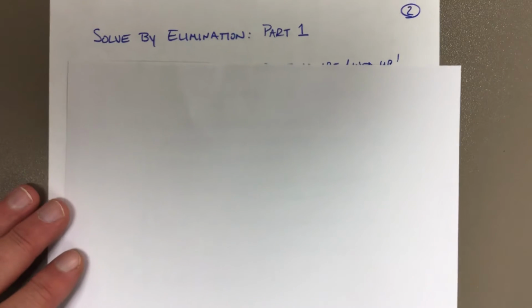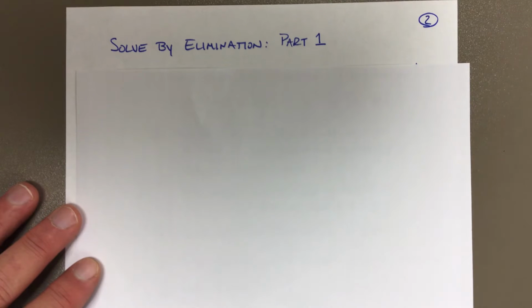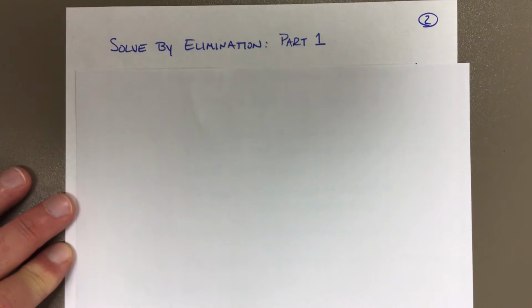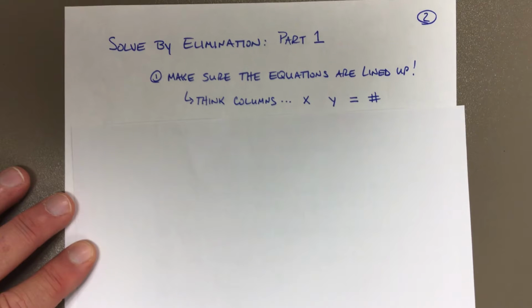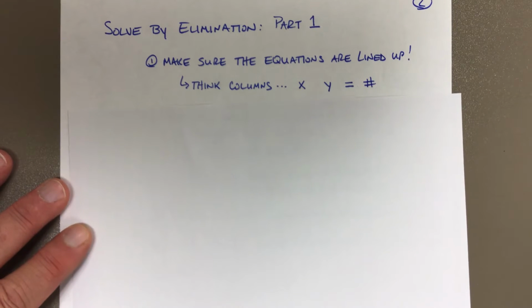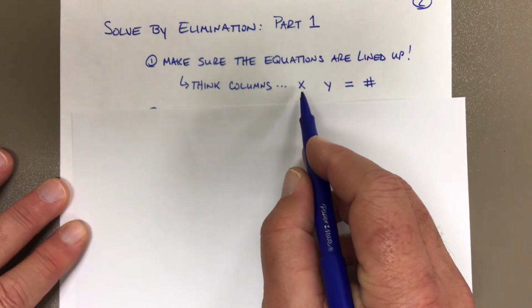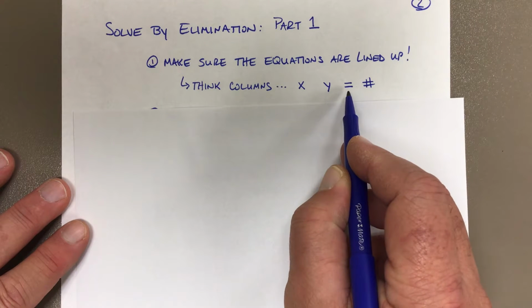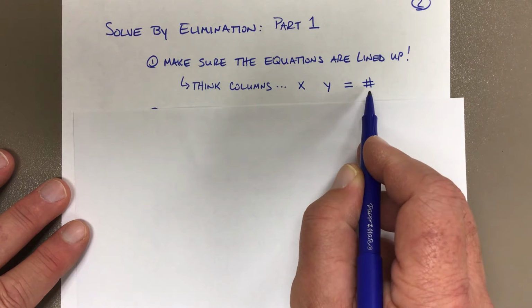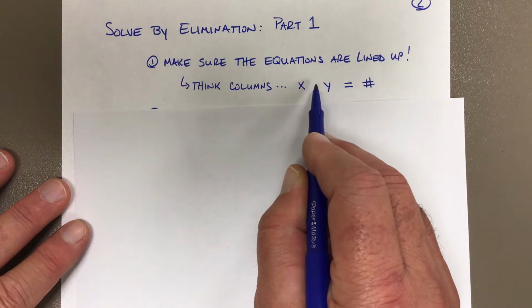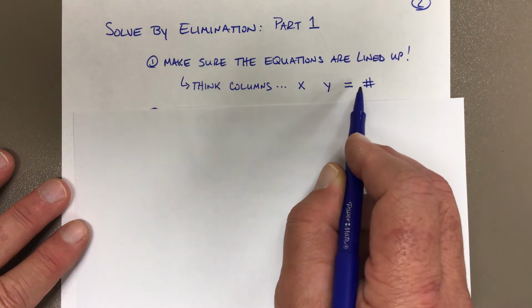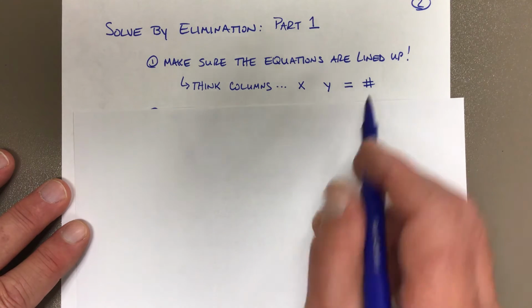All right, so step one or part one. This video will be just part one of elimination, and then we'll do another video for part two. The biggest thing that we're going to have to do is we've got to make sure that the equations are lined up. Think columns. You're going to have an X column, a Y column, an equal sign column, and then a number column. They have to be in this. Now there's going to be a plus or minus sign in between, but those are the four columns that we're looking for.